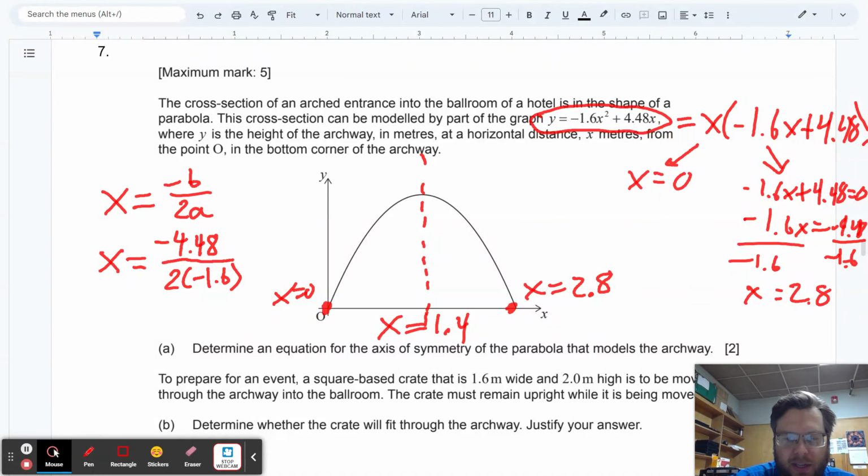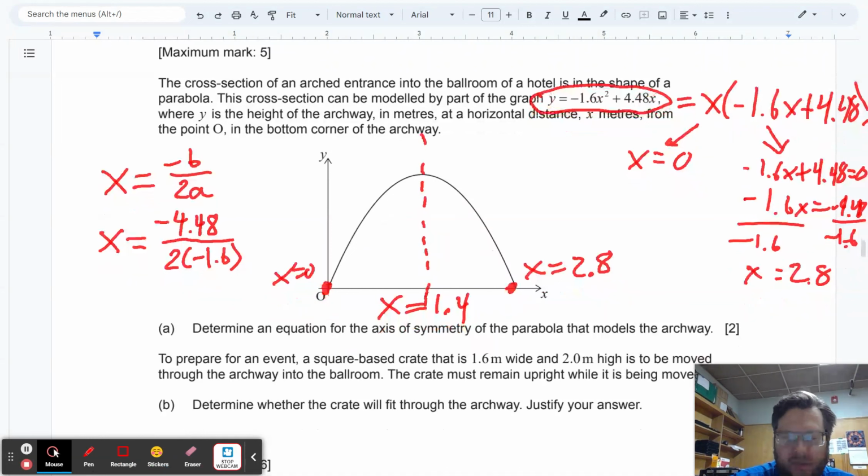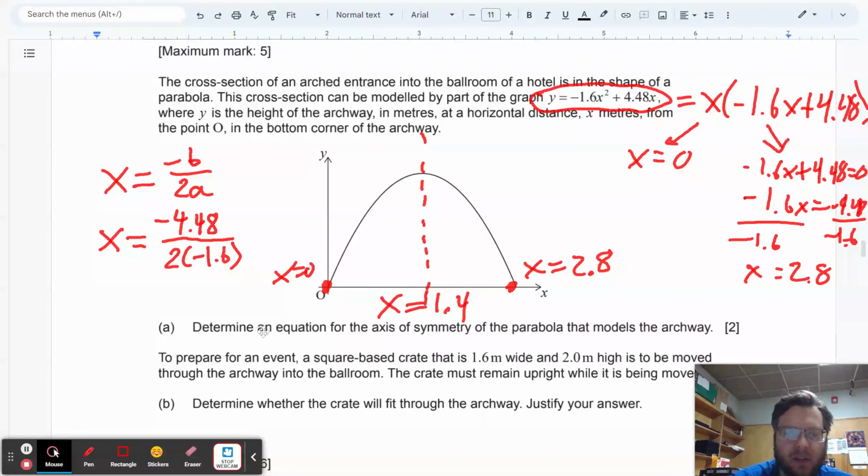Now the next question is a great question for seeing if you understand how to do this. To prepare for the event, a square-based crate is 1.6 meters wide and 2 meters high, and we want to move it through. So it must remain upright. We're going to determine if the crate is going to fit through the archway. There are a couple different ways to do it.